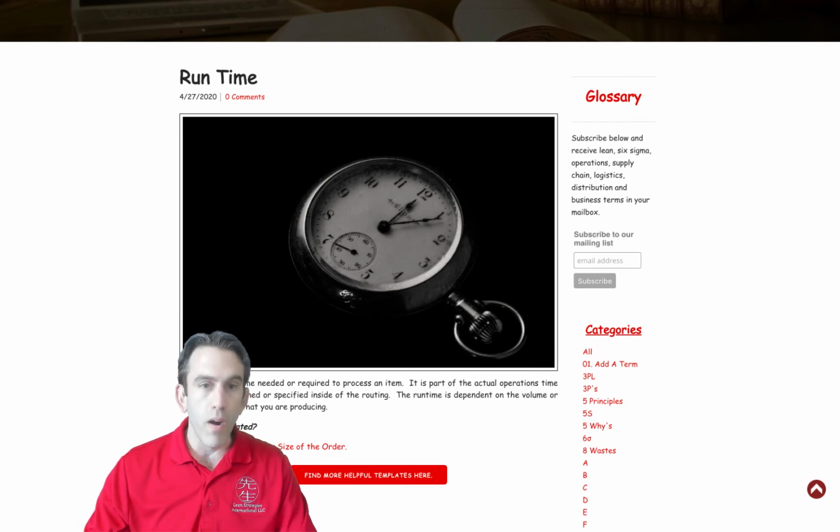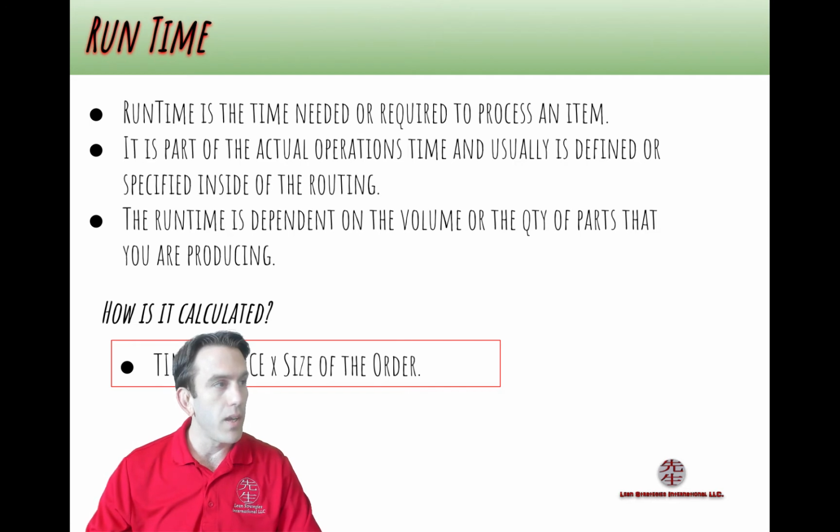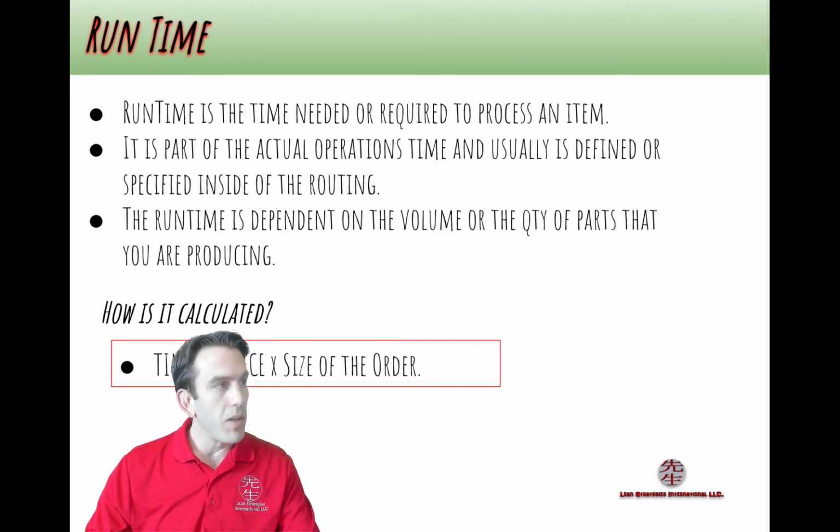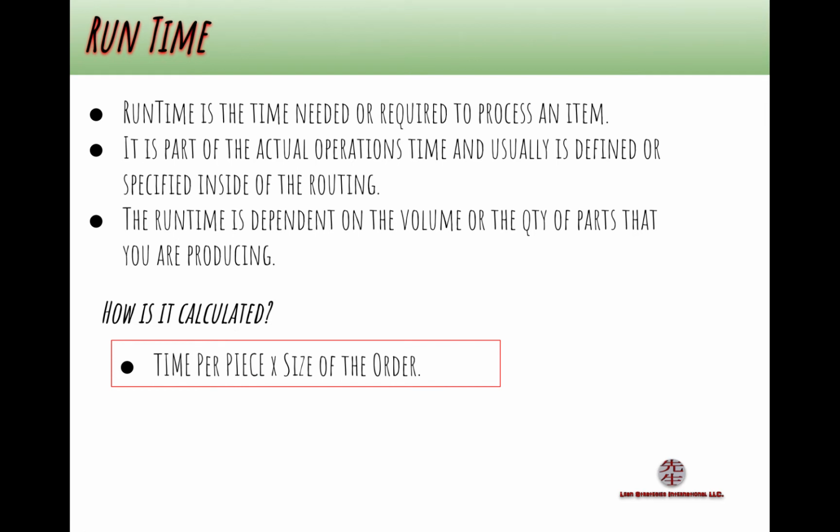So what we're going to do is pull open our trusty GSuite platform here, and you can see a few different things. Right behind us are the 3 points of it and our calculation right down here. And so let me take this off the screen so that you can see the entire thing, okay? So what we'll do is just open this up right here. So you see the first main point that you need to understand is that runtime is the time needed or required to process an item. The second point you should remember is that it is part of the actual operation time. This is not part of the inner operation time. And it's usually defined or specified inside of your routing in your systems. The runtime, again, as we said earlier, is dependent on the volume or the quantity of parts that you're producing. So easy calculation, you can see right down here, the time per piece times the size of the order.